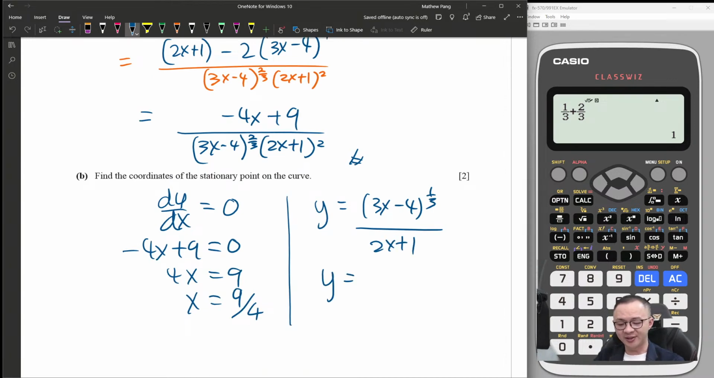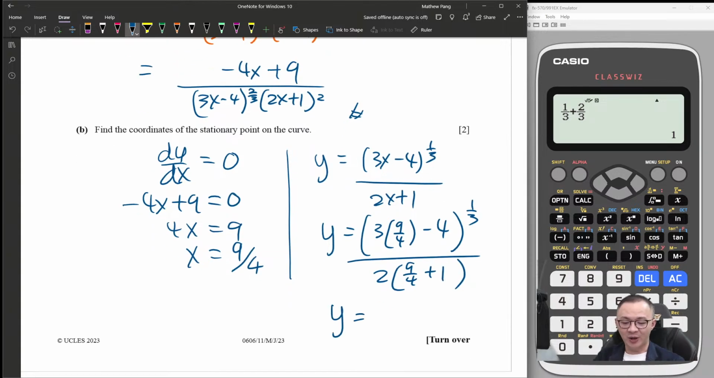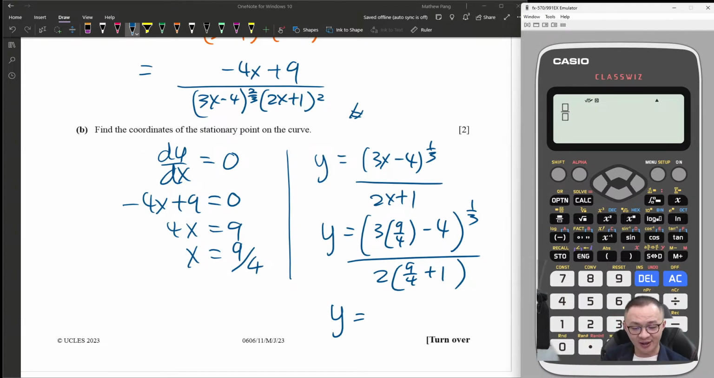So it basically substitutes this thing. 9 over 4 minus 4, 1 over 3, 2, 9 over 4 plus 1. Okay, then I can get my y coordinates. I prefer typing the x thing, so I no need to type so many. Then I ask the calculator to calculate, then I give it 9 over 4.